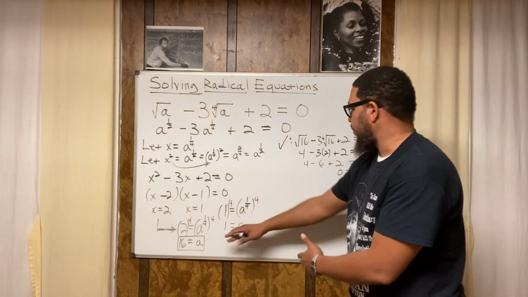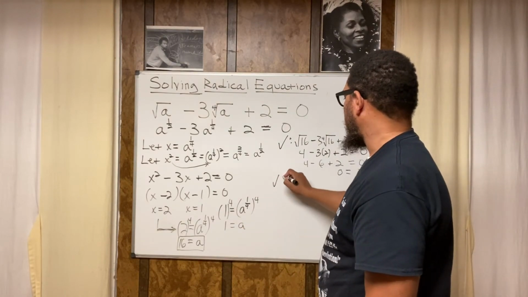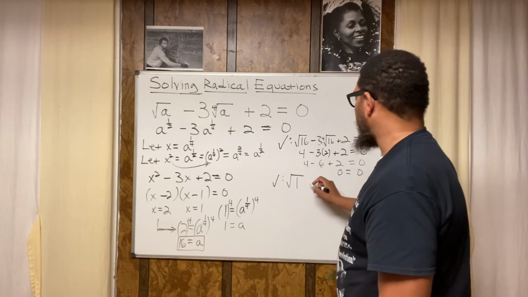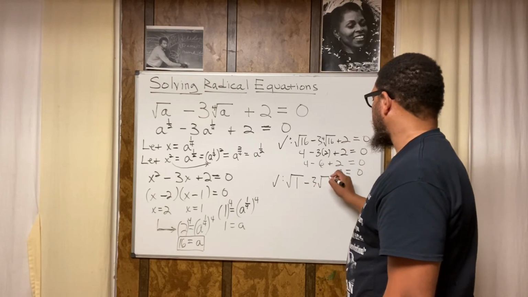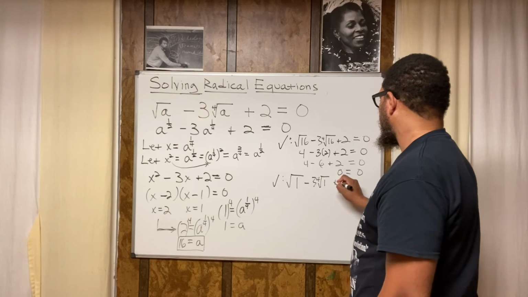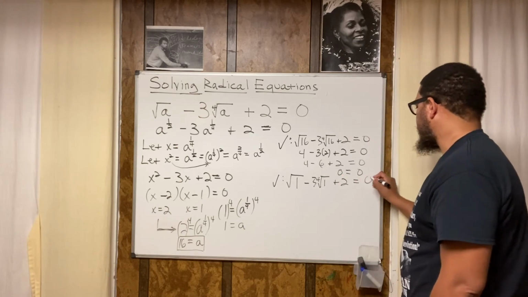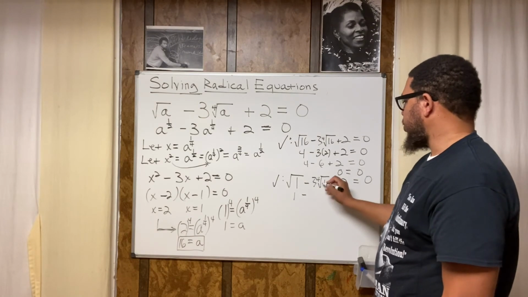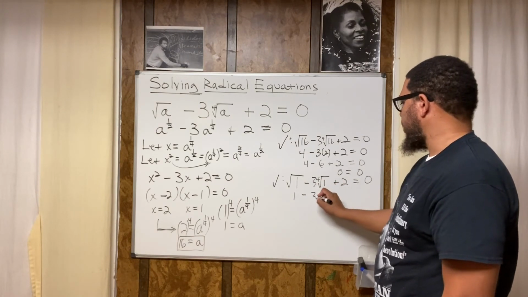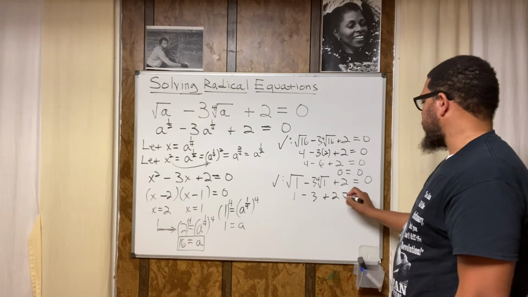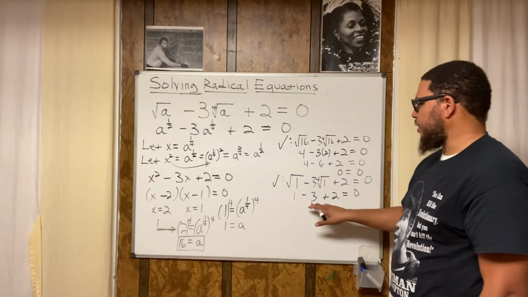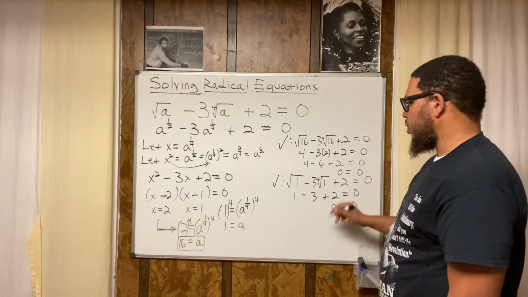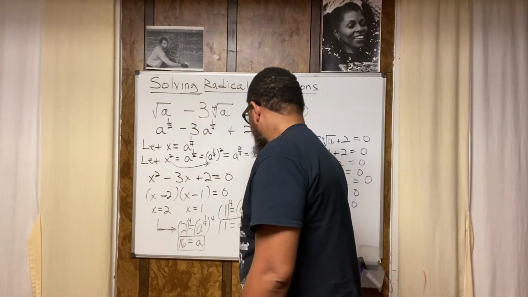Now we've got to check 1. We do the same thing: replace the a's with 1. Square root of 1 minus 3 times the fourth root of 1 plus 2 is equal to 0. This is just 1, and this is just 1. So negative 3 times 1 is minus 3, and then plus 2 is equal to 0. 1 minus 3 is negative 2. Negative 2 plus 2 is 0. And this one checks out also. So these are our two solutions.